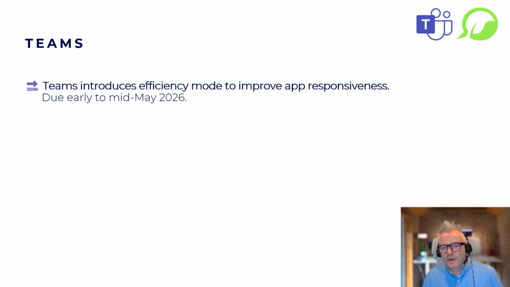Teams introduces efficiency mode to improve app responsiveness. So it might be that you've got an older machine, maybe a weak processor and not a lot of RAM. This mode is going to be on by default, and you can go in and turn it off if you want to, but it's just going to make Teams do a little bit less. When you open it, it's going to load a little bit less. It's going to show you less initially.